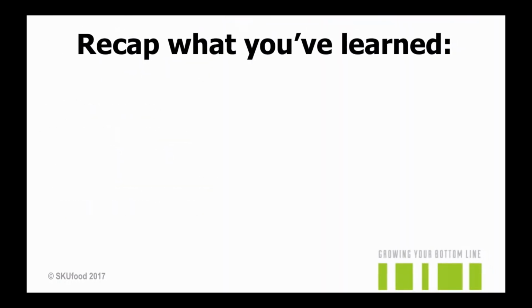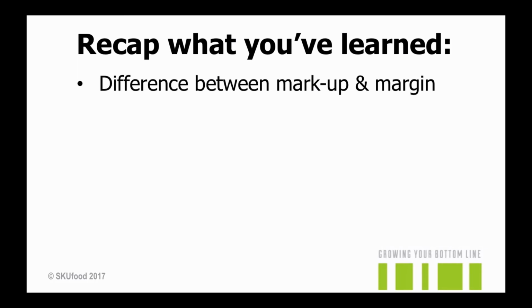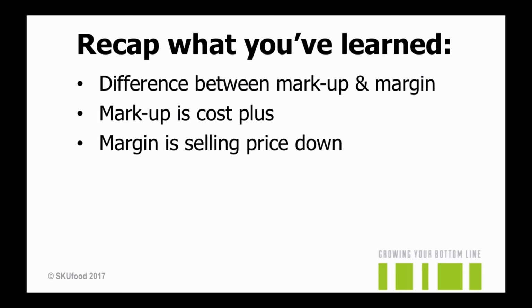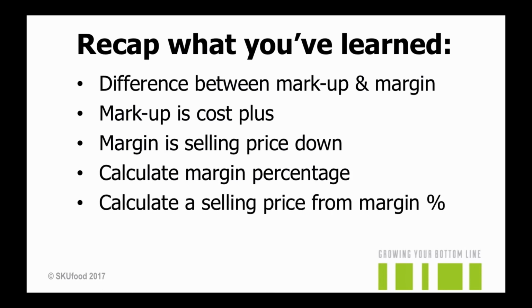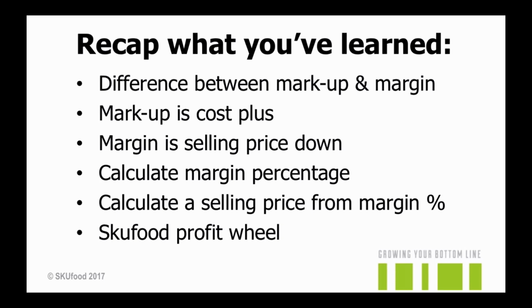Let's recap what you've learned here today. We've learned the difference between markup and margin, and that there is a difference. We've learned markup is cost plus, and margin is from the selling price down. To calculate that margin percent, you figured out how to do that, and you learned how to calculate a selling price from a margin percent. And you learned about the SKU Food Profit Wheel that makes it easy to do these calculations.